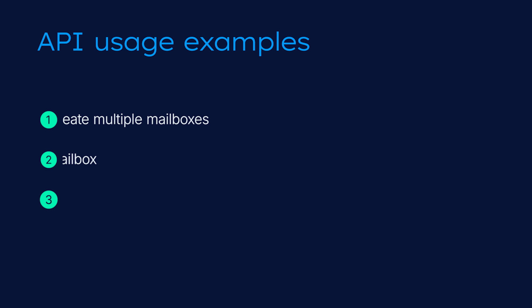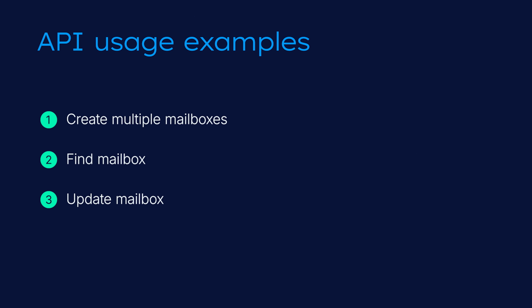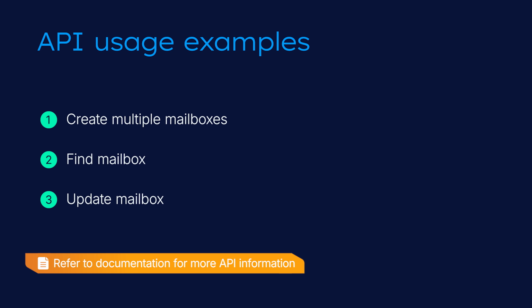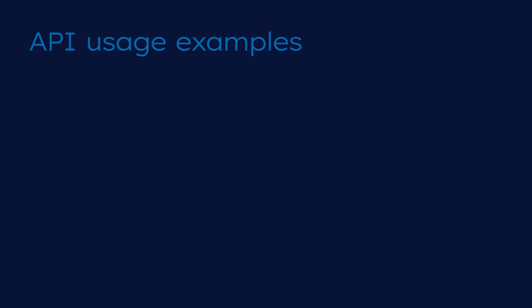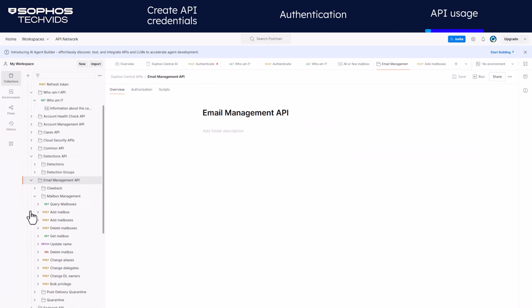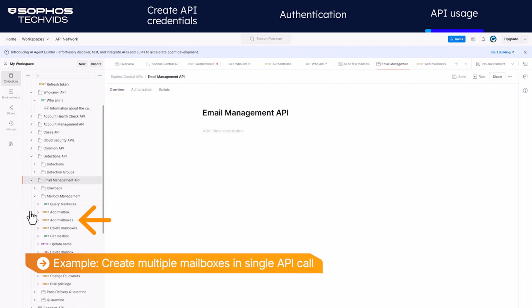Now I'll show you an example of using the Sophos email API. I'm going to create, find, and update mailboxes. This covers the main scenarios and core concepts needed to modify one or more mailboxes at once. Any APIs that aren't demonstrated will follow the same principles and be described in the API documentation. Going back to Postman, I've already imported the Sophos email APIs. I'll start with creating multiple mailboxes in a single API call.